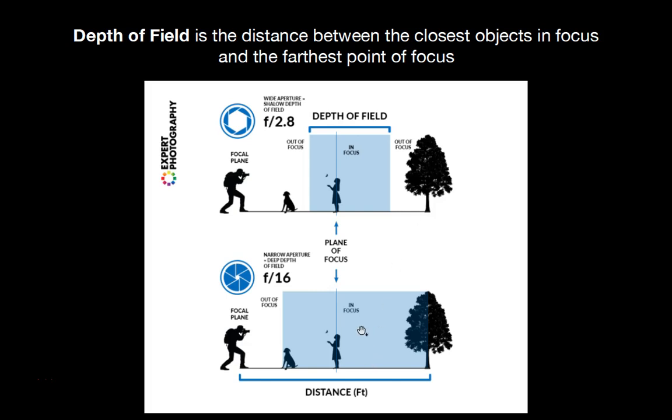The narrow aperture, deep depth of field, large number, tiny hole, is going to have a deeper distance. So your focus area is going to be a lot longer, and then your one focal plane is going to be here.